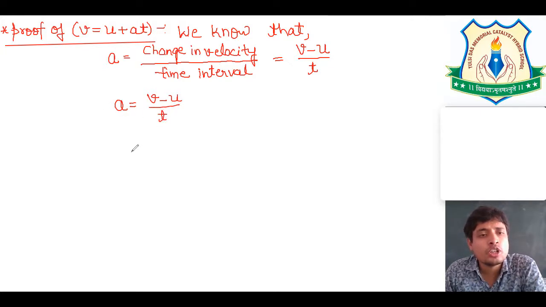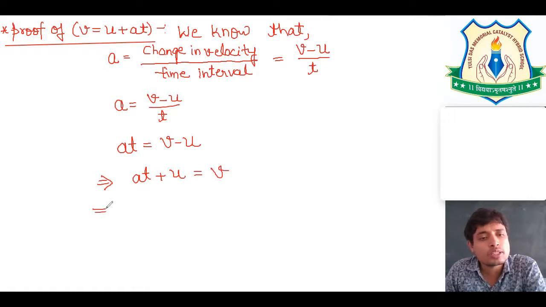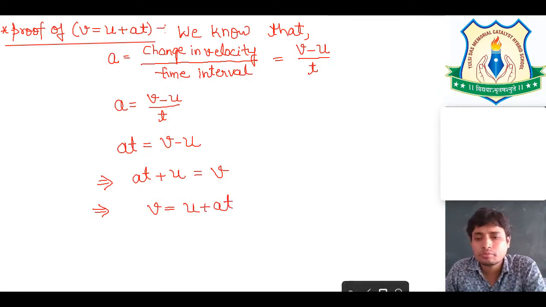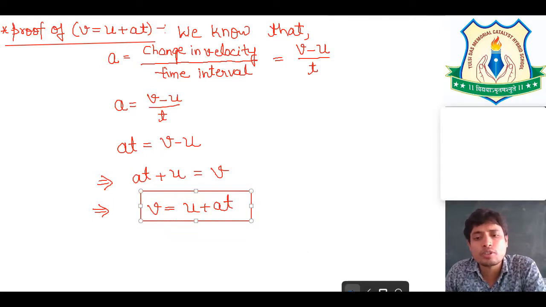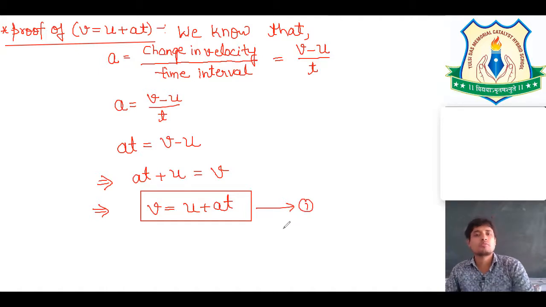Transfer the t to the left hand side. It will be at is equal to v minus u. This implies that transfer the minus u this side, it will be at plus u. Now this can be written as v equal to u plus at. This is the first equation of motion. Note this.